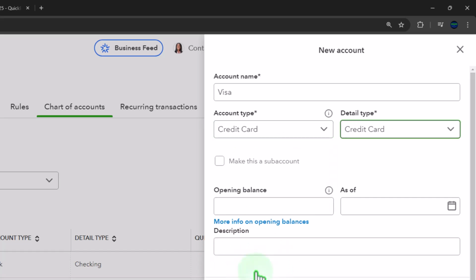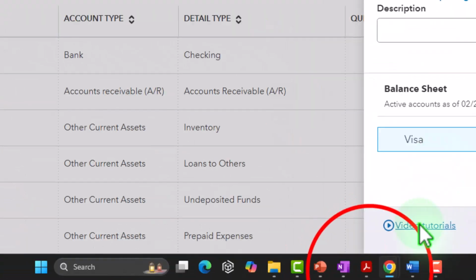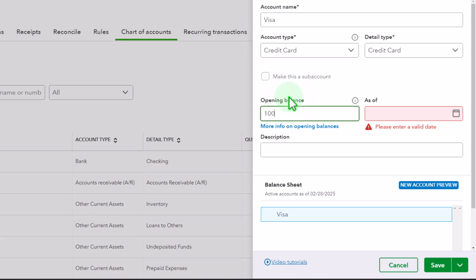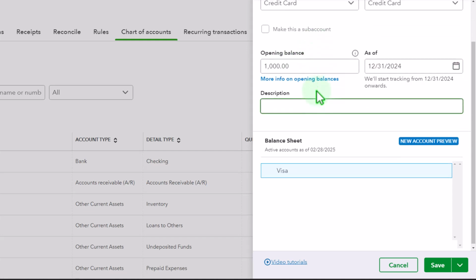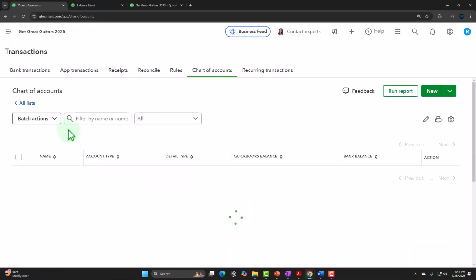So credit card type of account, credit card. Okay, I'm not going to make it a sub account. It has a balance of 1,000 as of 12/31/24, and boom, Visa account. Let's save it. I think that's all we need to do.